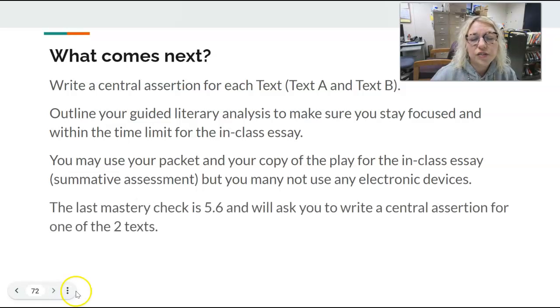The last mastery check is 5.6, and it will ask you to write a central assertion for one of the 2 texts. So good luck as you work on this, and feel free to show me any examples and chat with me about ideas.